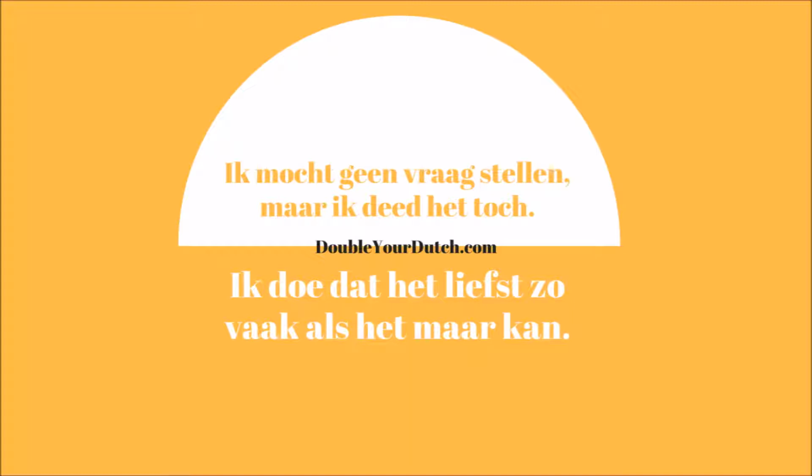Because kunnen you can also translate it as we can do that. We can say het kan. It means it's possible. Right? It's not just I am able to do it or I'm allowed to do it, but it's also just it's possible. So ik doe dat het liefst. I do that preferably. Zo vaak. As often. Als. As. It. Het. Maar kan. Is possible. Yeah? And maar is of course but. But in this case, used in this sentence, it would be als het maar kan is as possible. As it is possible. Yeah?